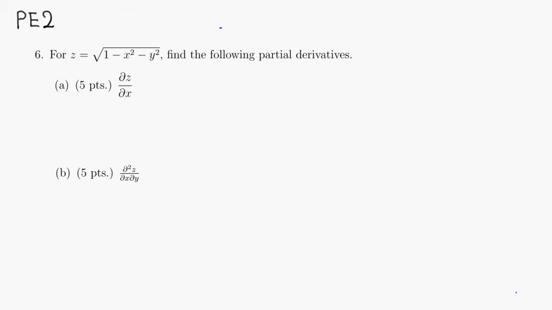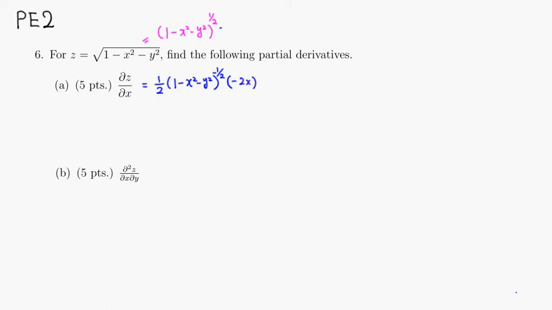First thing I would do is rewrite it as the quantity 1 minus x squared minus y squared, raised to the 1/2 power. Right, partial derivative: put 1/2 in front, keep the same quantity, 1 minus x squared minus y squared, subtract 1 from the power, then multiply by the partial derivative inside, which is negative 2x.